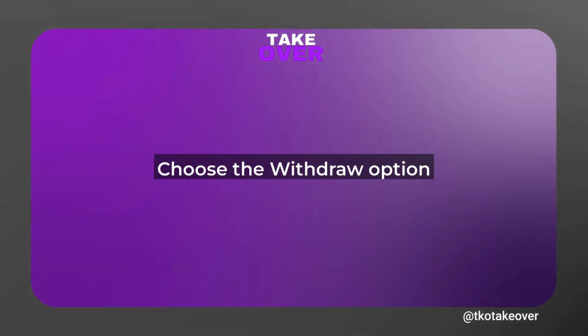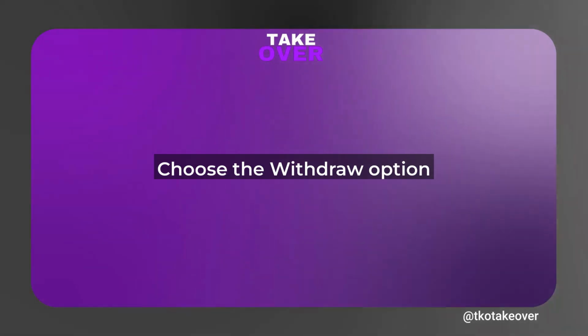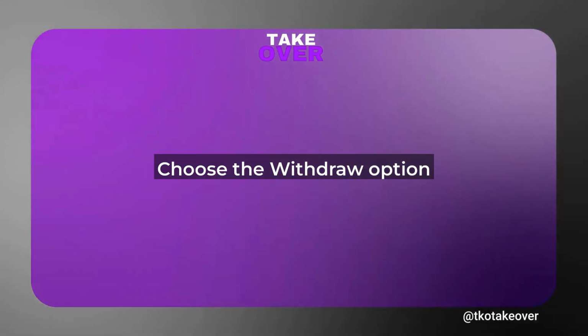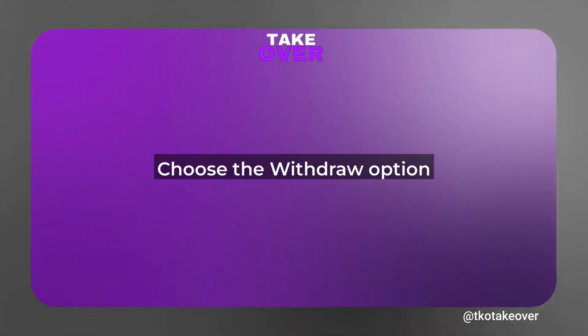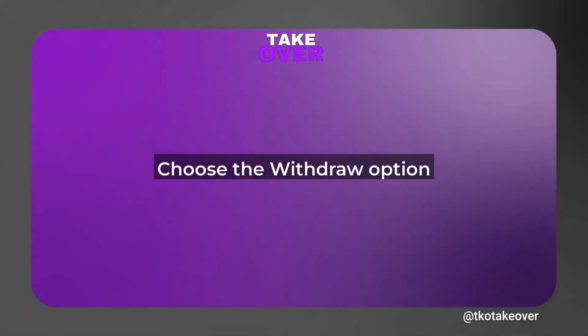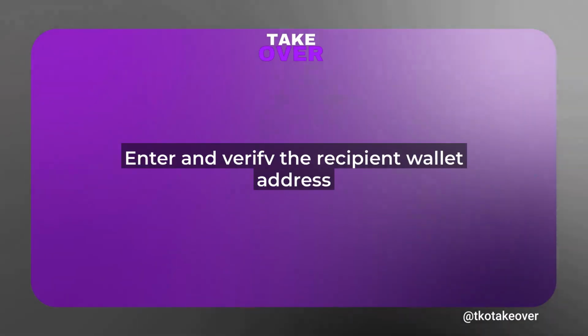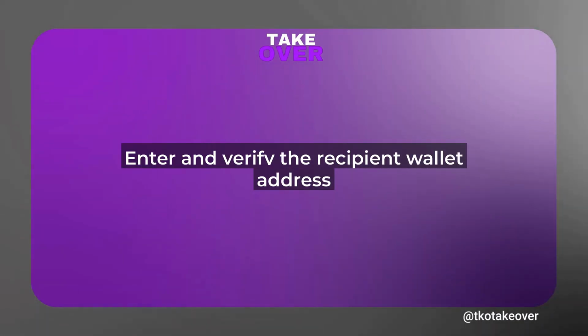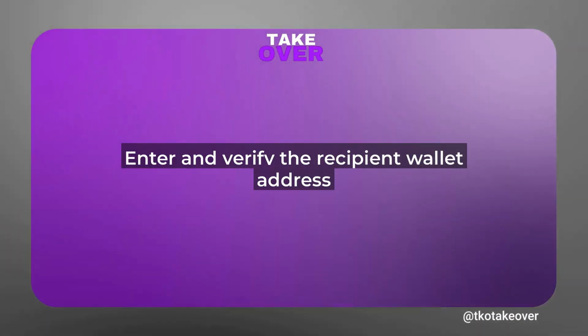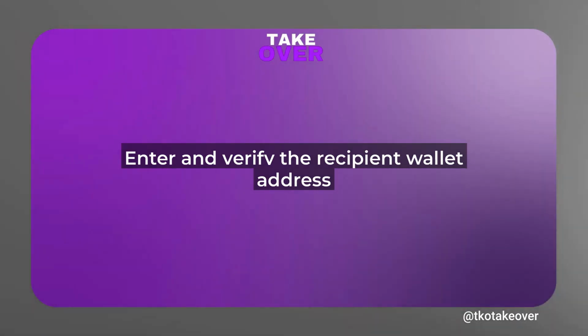Next, look for the Withdraw or Transfer Out option next to that asset. This will open a new page where you'll need to enter the details of the receiving wallet. Carefully paste in the wallet address from your external wallet. Pro tip: always verify the address twice to prevent any costly mistakes.